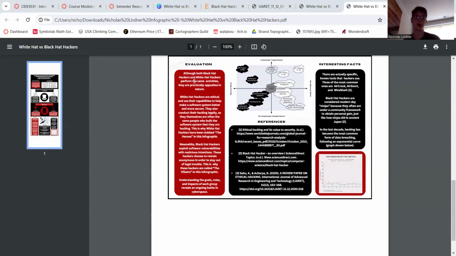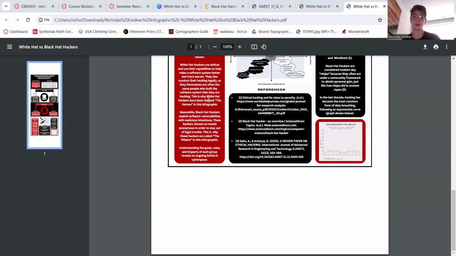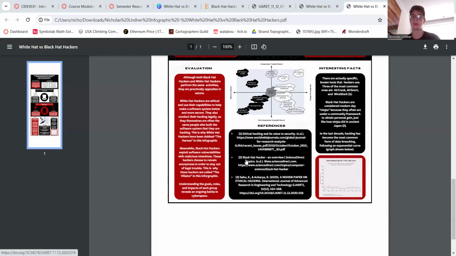So for the evaluation, I talk about how both of them are doing almost the exact same thing, but for opposite reasons. They're opposite in nature. White hat hackers are ethical and use it to make systems more secure. That's why I dubbed them the heroes in this infographic. That's my opinion, that they're the heroes. Meanwhile, the black hat hackers exploit vulnerabilities for malicious intent. They try to stay out of legal trouble, which is why they're anonymous, and which is why I call them villains. Understanding the roles, goals, and impacts of each group reveals an ongoing battle in cyberspace.